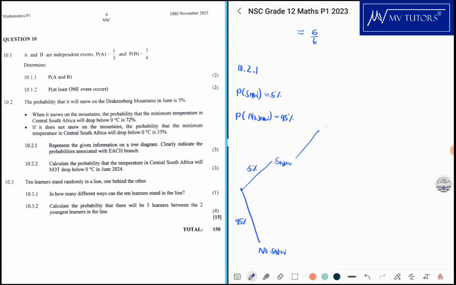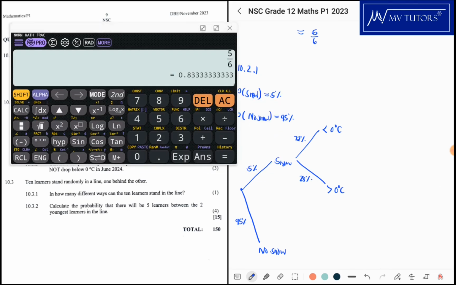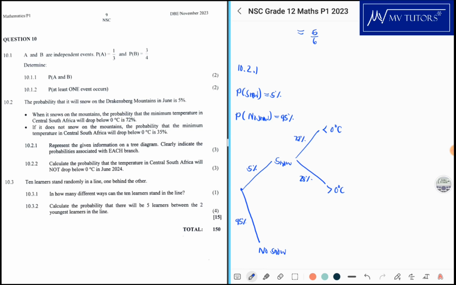So are we going to drop below 0 degrees, or will we be above 0 degrees? When it drops below 0 degrees, the probability there is 72%. So if it is above 0 degrees, it's the remainder. So 100 minus 72, I think that is 28. Okay, 28 plus 72 is 100. It's fine, don't need to check.